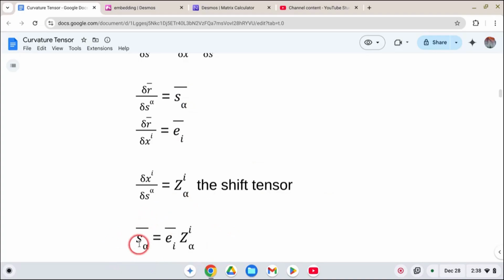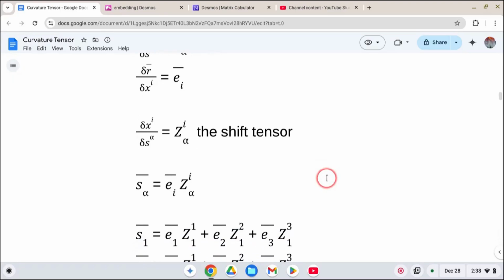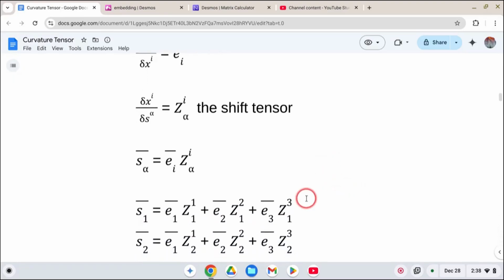Okay, so now that we have all these things defined, we can just write this equation, which is the unit vector in the embedded space, the surface, is equal to the basis vector in the ambient space times this new thing called the shift tensor. Okay, so now we actually can solve for this, but first let's look at it.